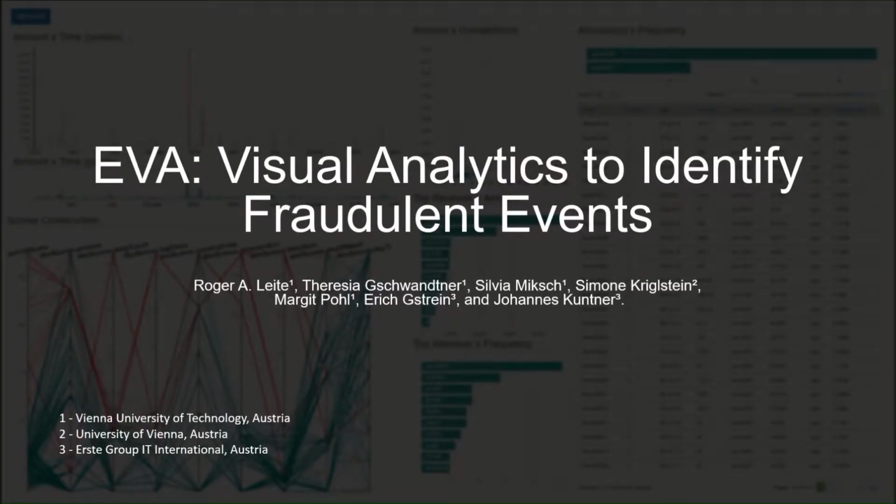EVA, Visual Analytics to Identify Fraudulent Events. In tight collaboration with domain experts, we analyze the real-world problem of financial fraud detection and iteratively design EVA, a VA approach to improve their current workflow.